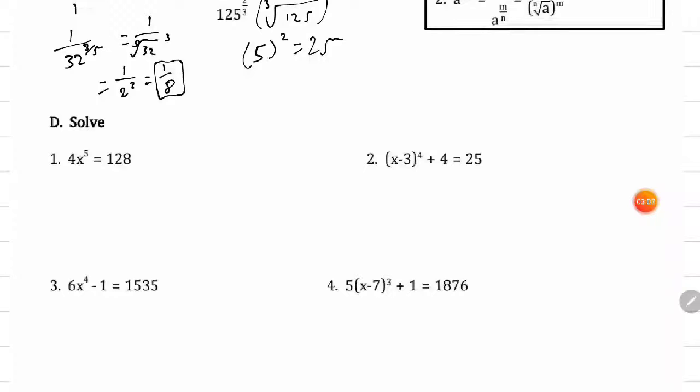4x to the 5th equals 128. So now we're working with equations. The first thing I do is get x by itself, so divide by 4 on both sides. So x to the 5th equals 128 divided by 4, which is 32. And then the opposite of putting something to the 5th power is to take the 5th root. So I get x equals 2.